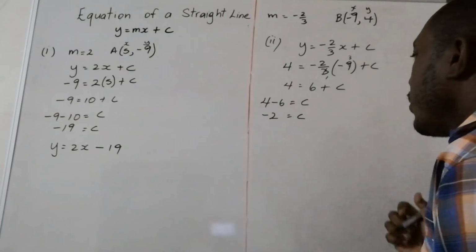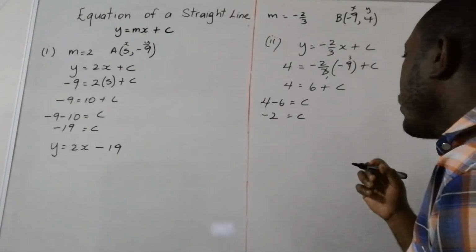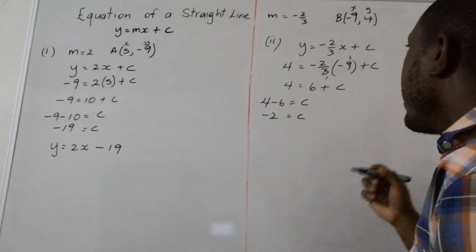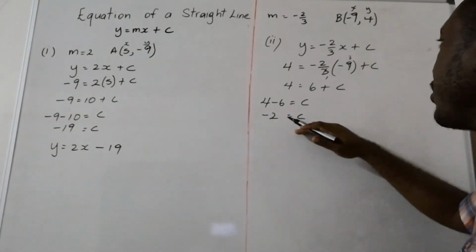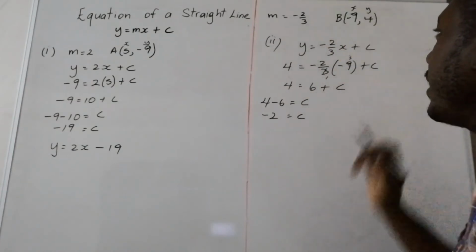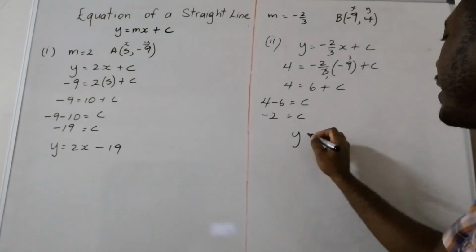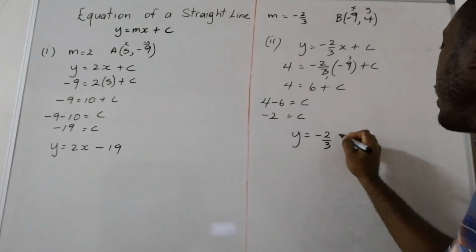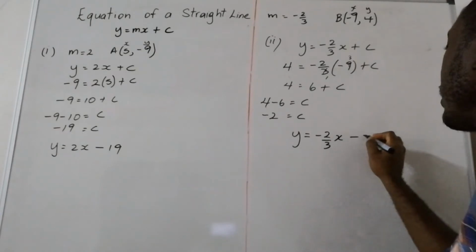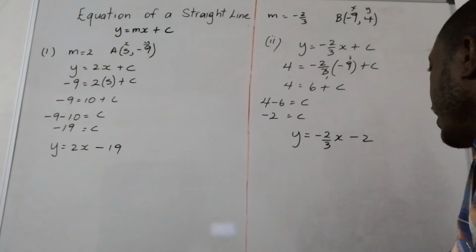Y-intercept is negative 2. Now, let's write the equation of our straight line. Since our y-intercept is negative 2 and we know our gradient is negative 2/3, the equation of the line will be y is equal to minus 2 over 3x take 2. So this is the equation of our straight line.